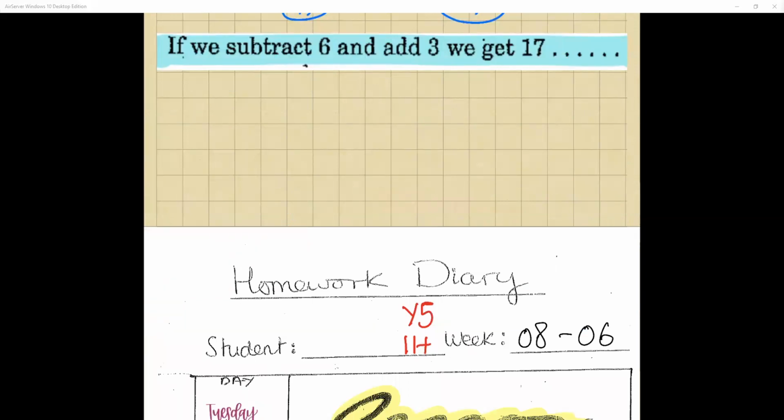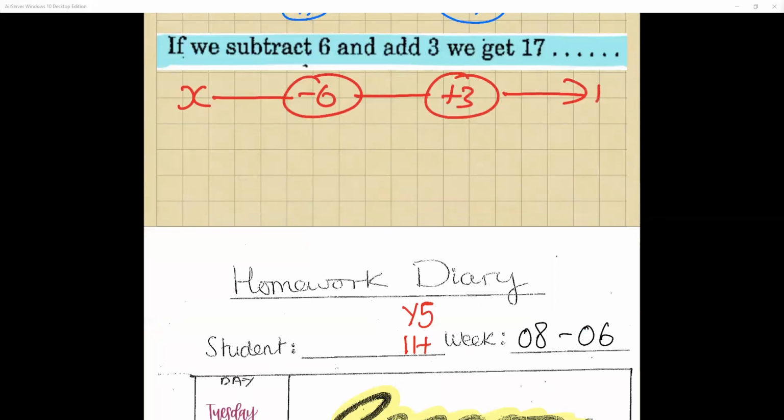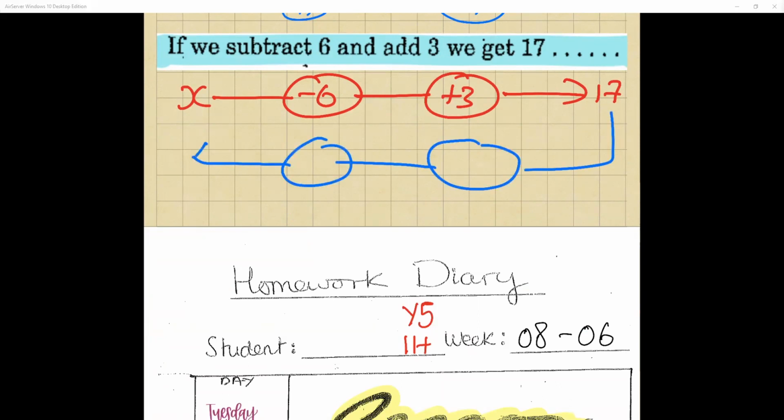And the next final one? If we subtract 6 and add 3, we get 17. Okay, take away 6 and then plus 3. So then instead you do minus 3 and plus 6, which is 20.